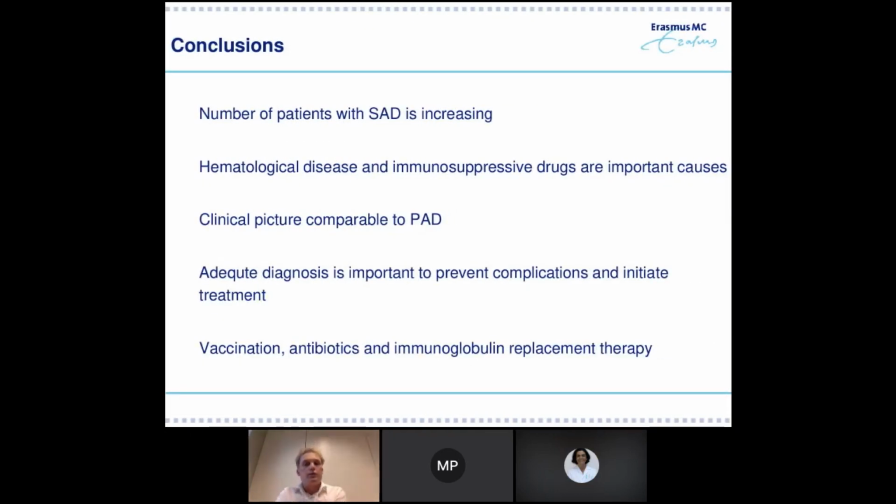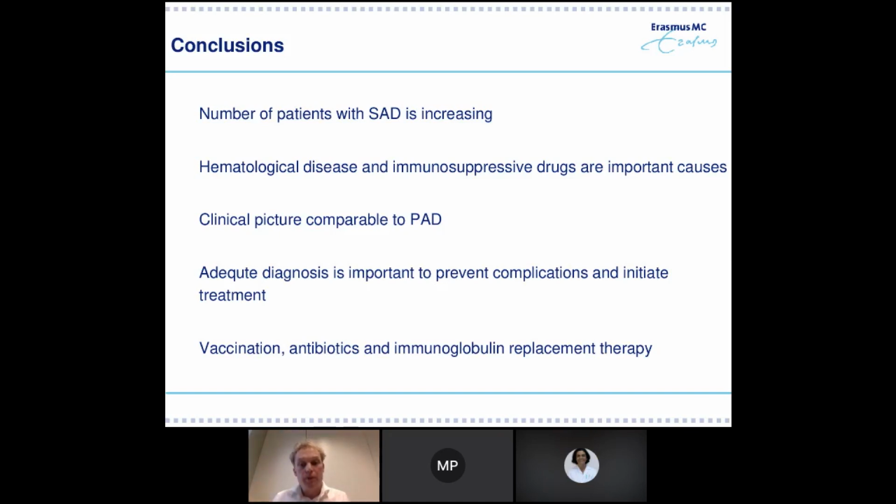So with that, I would like to conclude this presentation, in which I tried to show you briefly what secondary antibody deficiencies are. Very importantly, the number of patients with secondary antibody deficiencies is increasing because we can do more with immunosuppressive therapies. We treat our hematological disease more aggressively, so patients suffer from secondary antibody deficiency because of the treatment. The clinical picture is very comparable to primary antibody deficiencies. So these patients suffer from recurrent infections, upper and lower respiratory tract infections, with bacteria the main sources of infection.